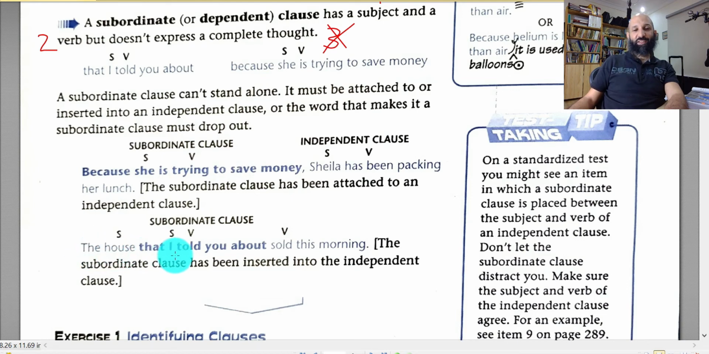"The house that I told you about sold this morning." So "that I told you about" by itself doesn't make sense, but if you insert it, the subordinate clause has been inserted into an independent clause, then it makes sense.